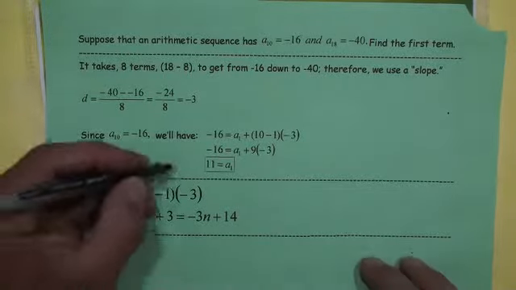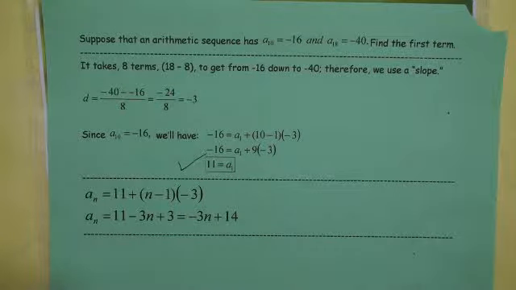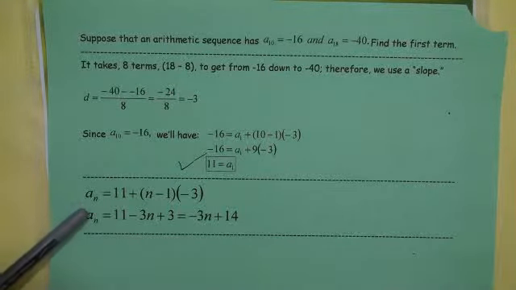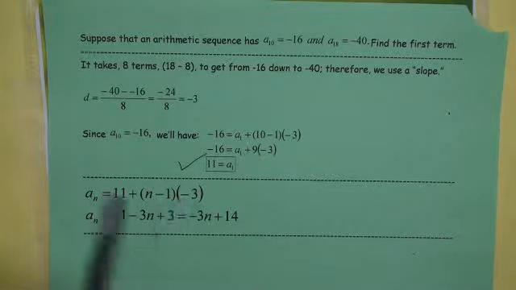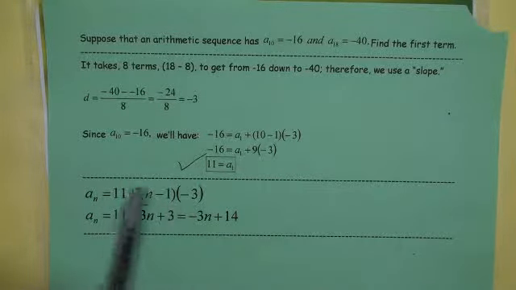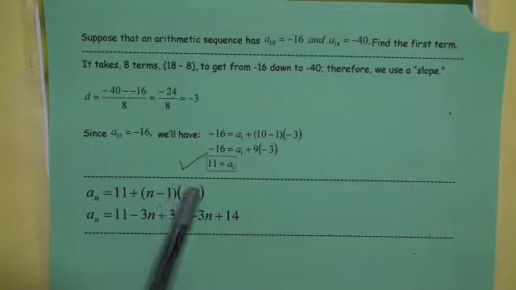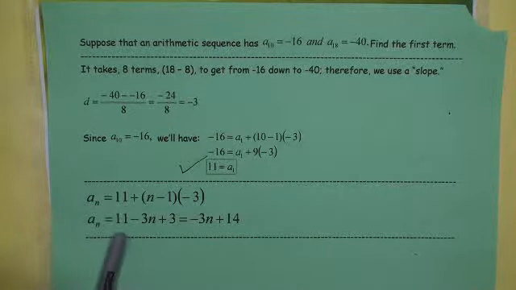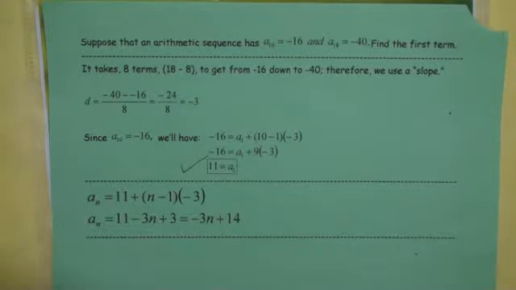Now this problem, you can stop here if you want, but maybe it says find the first term and the rule. Then you can go back and write the rule a sub n equals 11 plus n minus 1 times negative 3. A lot of times this is a very good answer because it leaves you in the form where you can see what the first term is. Otherwise, you can distribute the negative 3 and you'll end up with 11 plus the 3 to give you 14, so a sub n equals negative 3n plus 14.